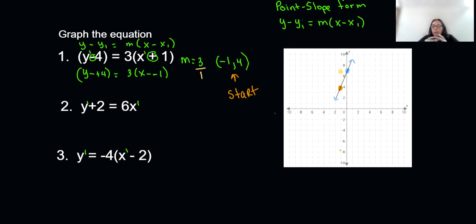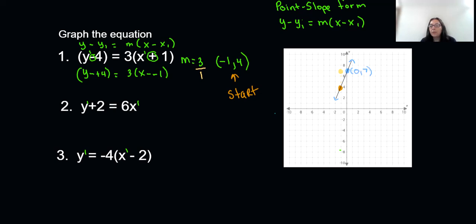And my point I started at was negative 4, 0. So what is actually the y-intercept here? Where does it cross the y-axis? We can look right here, and it looks like it's crossing at 7. So how would we represent that? 0, 7. That would be my y-intercept, where it crosses the y-axis.